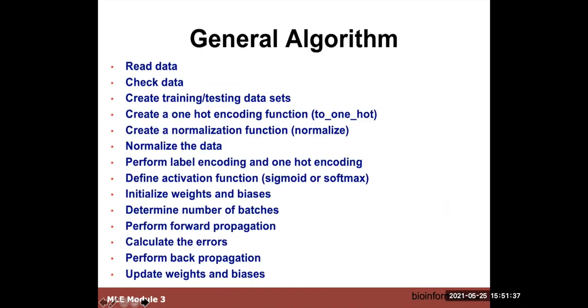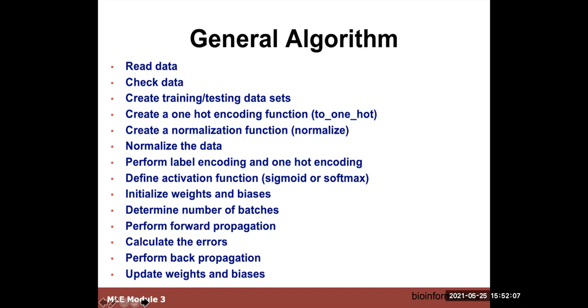Now, the general algorithm for the neural network is more complicated than a decision tree. There are similarities. We read the data, we check the data, we create our training and testing sets. So there's the 70-30 split. But then things start getting a little different. We have to do one-hot encoding. So this is converting things so that it's readable, or converted into sort of an array or binary sets.